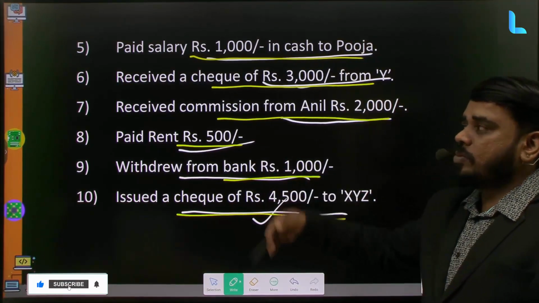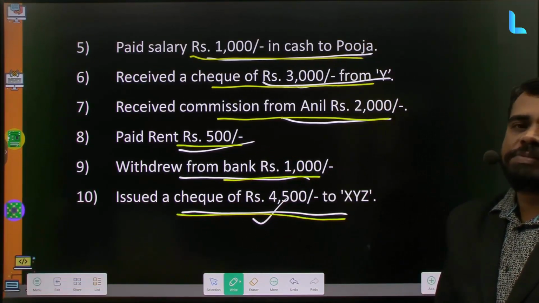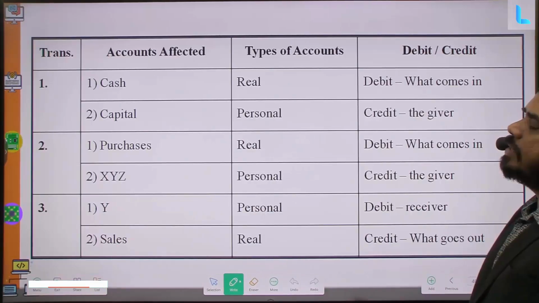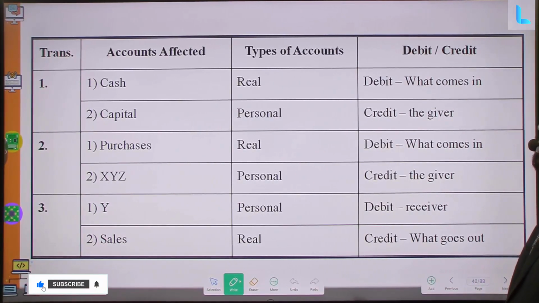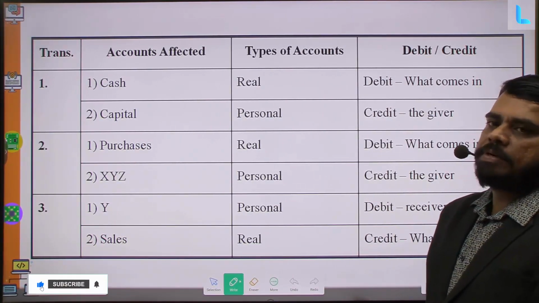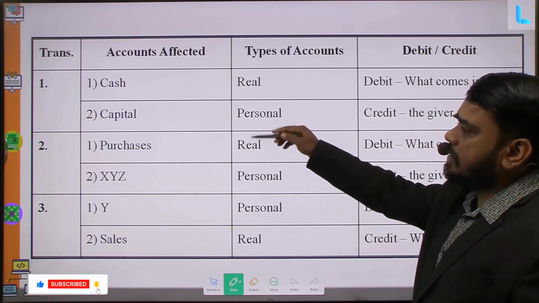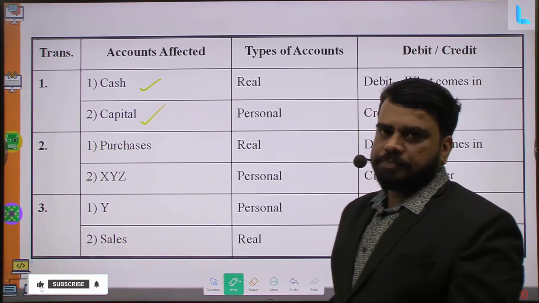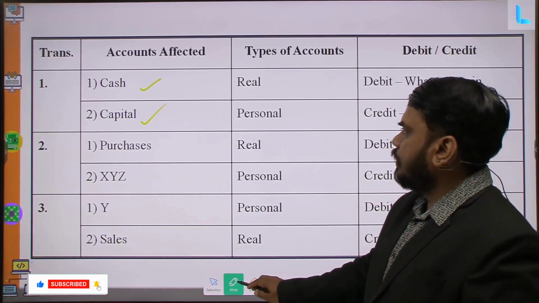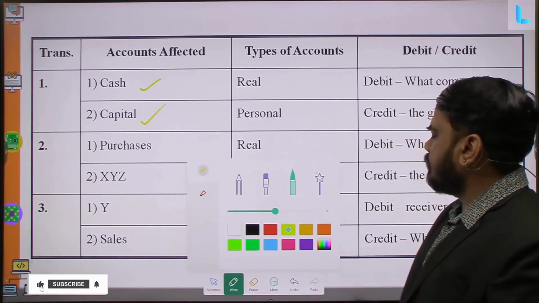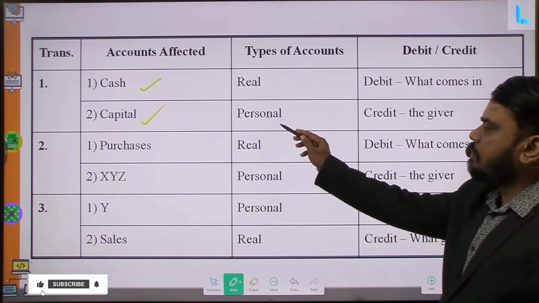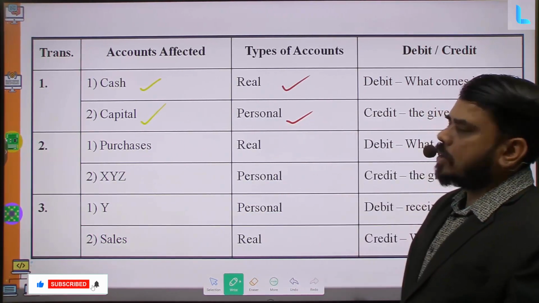So this is how, accounting wise, which will be the debit and which will be the credit account, let us find out now. So notice here the first transaction, what is happening is capital investment. So here the accounts involved are cash and capital. In cash you can notice that cash is nothing but a real account and capital account is actually a personal account. So these two are the accounts getting involved.